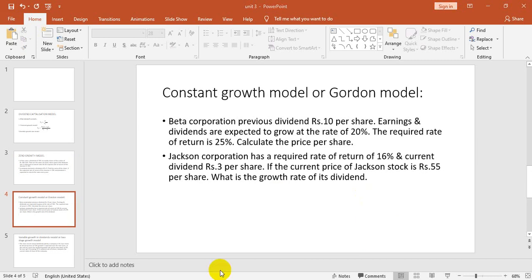The other method is the constant growth rate model. This is also known as the Gordon model. Beta Corporation paid a previous dividend of ₹10 per share. Earnings and dividend are expected to grow at the rate of 20%. The required rate of return is 25%. Calculate the price per share. This is another question. Let's write down the information.